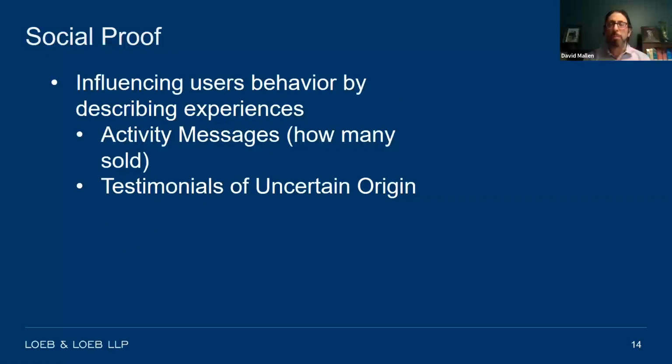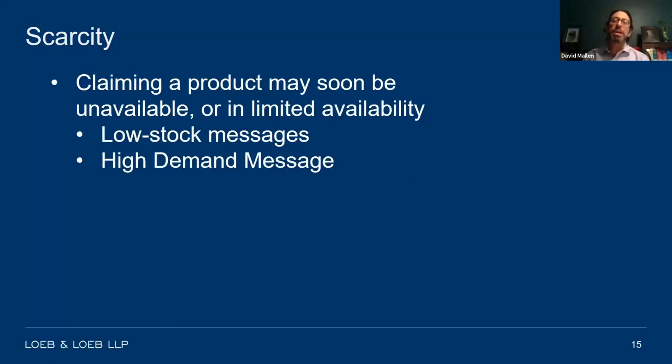Just to cover a couple of the other examples of dark patterns: social proof, influencing users' behavior by describing experiences, how many are sold, if it's not accurate, of course. Scarcity is an example of that. And we can go to the next slide. Buy now because we are running out.